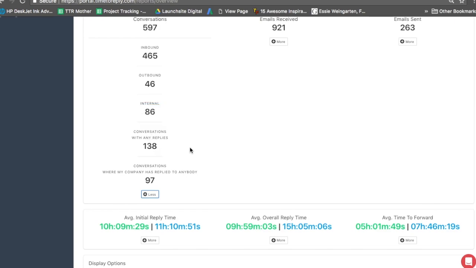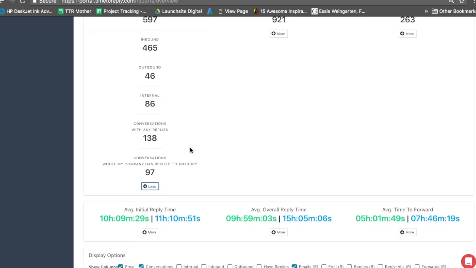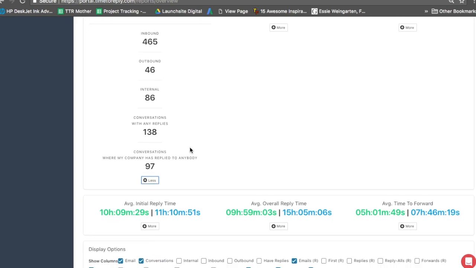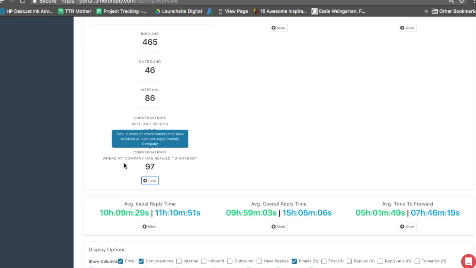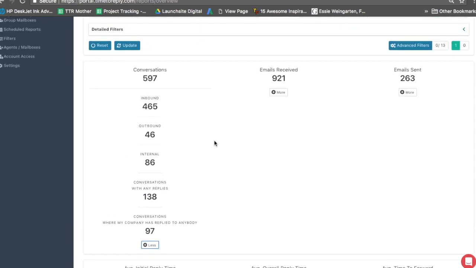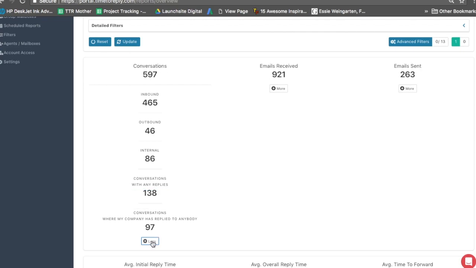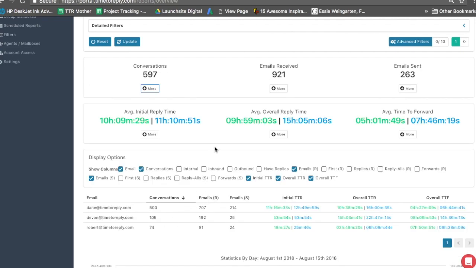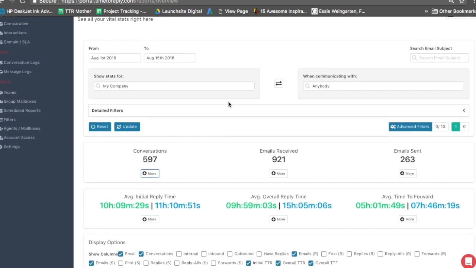And then you can see how many conversations have replies and how many conversations where you have been the respondent. So not only part of the conversation, but also actually being the respondent. Then if you click on less, you can minimize those boxes.